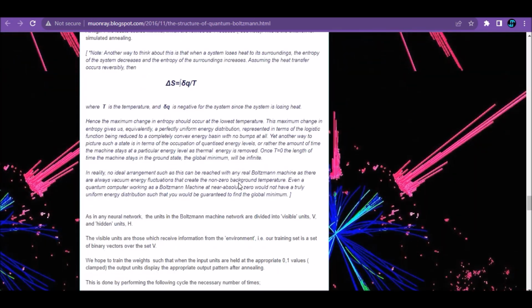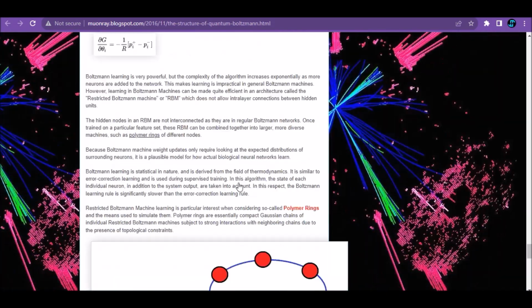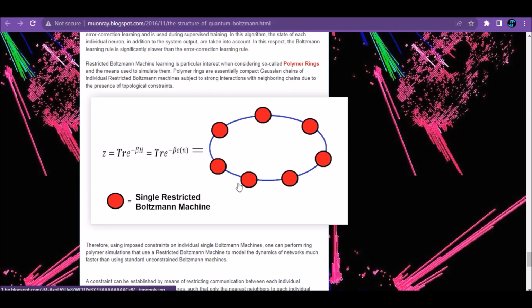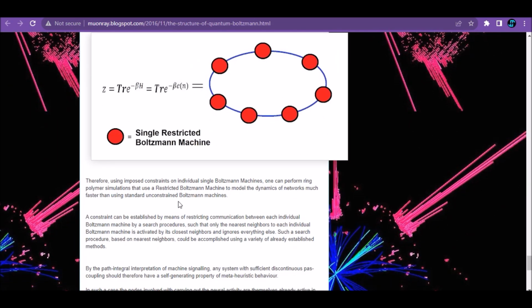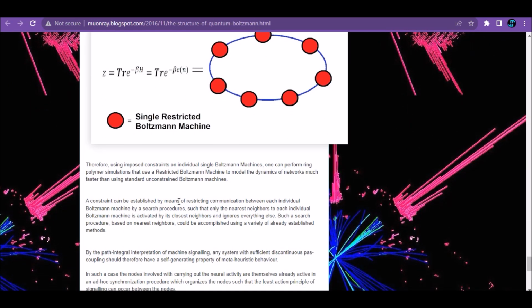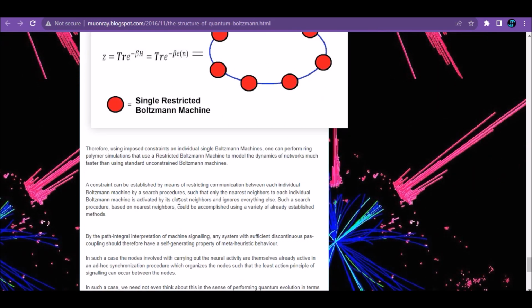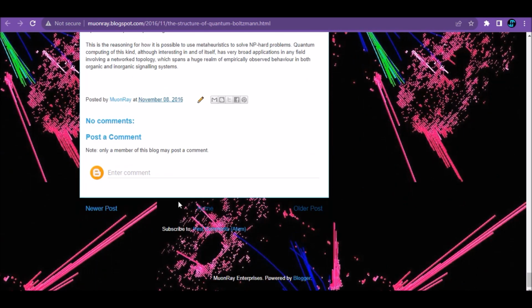So the concept of a Boltzmann machine leads me to conclude that a lot of these systems that display discontinuous path coupling and metaheuristic synchronization can be treated with a quantum mechanical approach. There's nothing taboo about treating Boltzmann machines, which are natural systems, or effectively engineered systems of oscillators, as quantum mechanical Boltzmann machines.